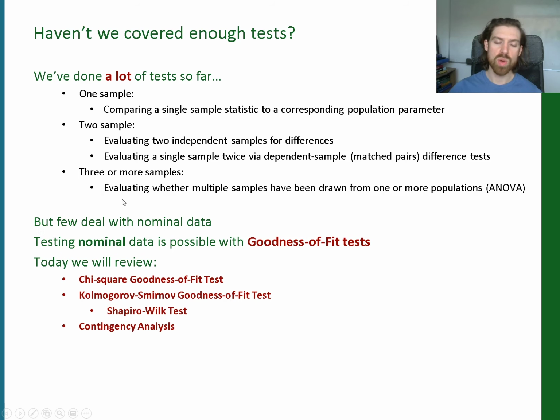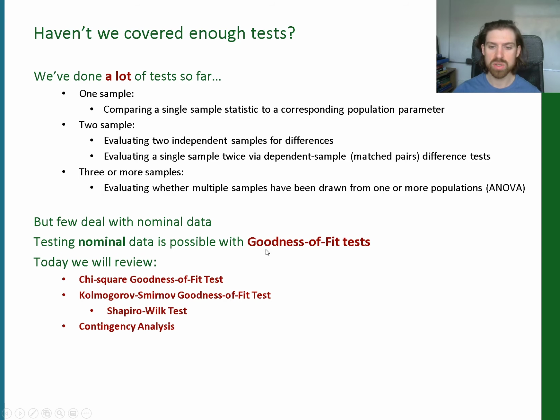But most of these, well, all of these obviously are continuous. They could be ordinal, if you had to downgrade the data to use a non-parametric approach for one of these. But generally, we haven't addressed categorical data within these particular approaches. So that's what we're going to be doing today, focusing on nominal data approaches.